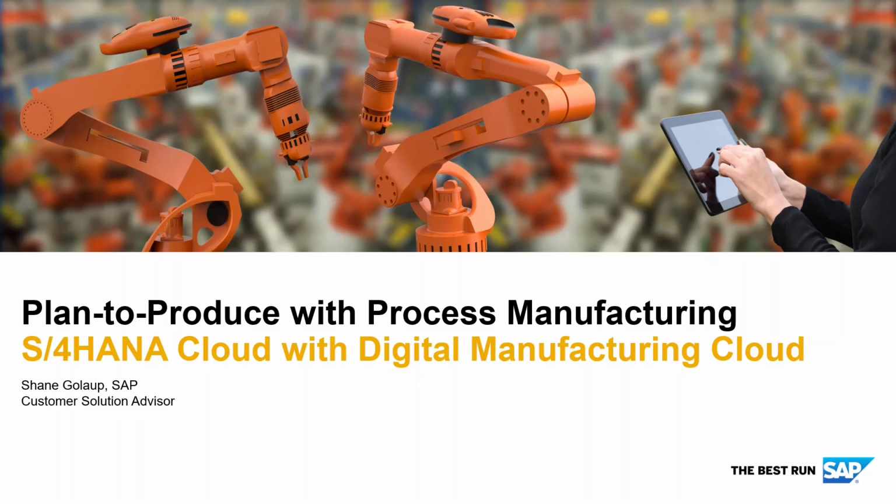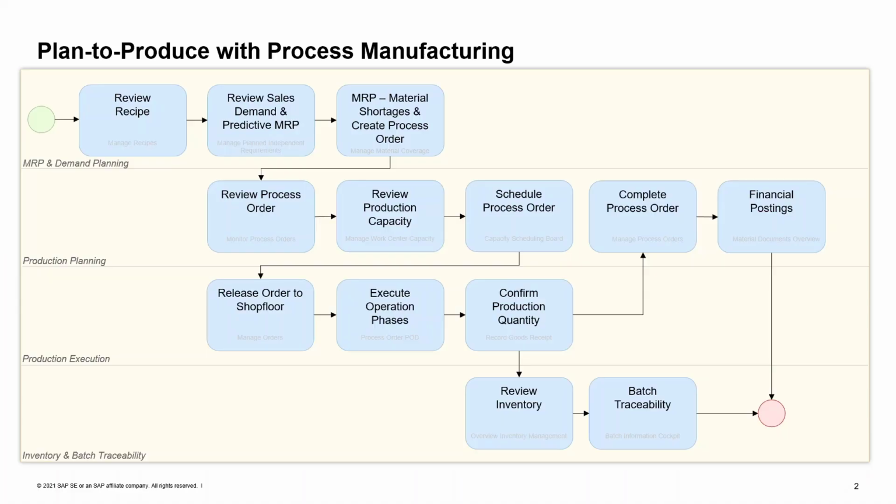Let's go through an example process of plan to produce with process manufacturing using SAP's S/4HANA Public Cloud enhanced with SAP's Digital Manufacturing Cloud. I'll cover four main areas: MRP and demand planning, production execution, and reviewing the inventory with some batch traceability. I'll finish off with some manufacturing analytical insights, in particular the monitoring of OEE, overall equipment effectiveness.